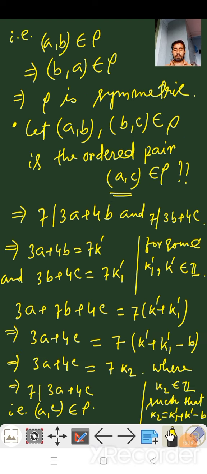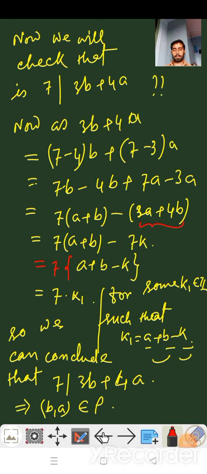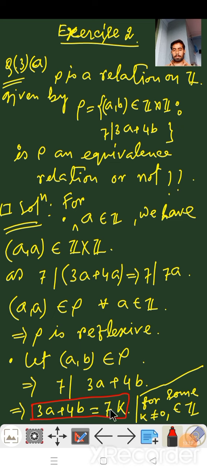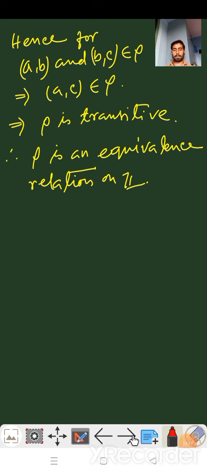As we have already seen, rho is reflexive, in this page rho is symmetric, and in the last page we have already seen that rho is transitive. Hence, we can conclude that rho is an equivalence relation on Z.